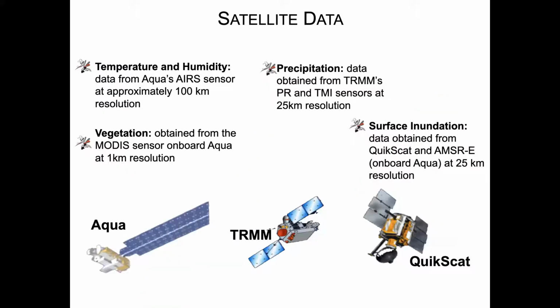So what can we bring in? What sort of information? For this project, we didn't use soil moisture. SMAP wasn't up in space, but we did use a couple of other environmental variables that can be assessed from satellites. We used temperature and humidity from NASA's Aqua AIRS sensors. We used vegetation information from the MODIS sensor, also on board the Aqua satellite. Precipitation data from TRMM. Surface inundation, this was from QuikSCAT.